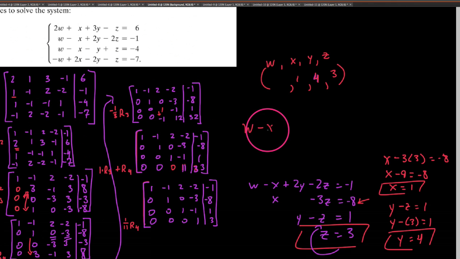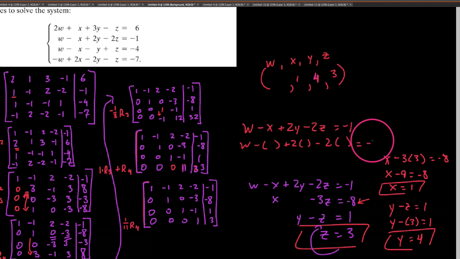Well, we know that w minus x plus 2y minus 2z is equal to negative 1. And so let's substitute in what we know. We know x is 1, we know that y is 4, and we know that z is equal to 3. So really what we get is w minus 1 plus 8, minus 6 is equal to negative 1. When we combine our like terms here, a negative 1 plus a positive 8 is 7. 7 minus 6 is 1. So we get w plus 1 is equal to negative 1. So w here must be equal to negative 2.